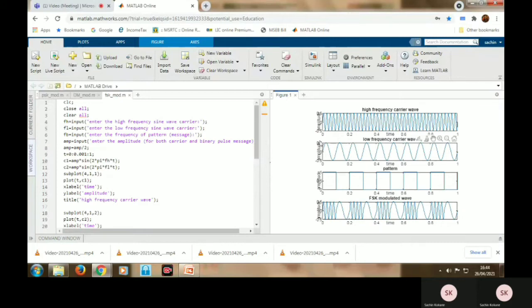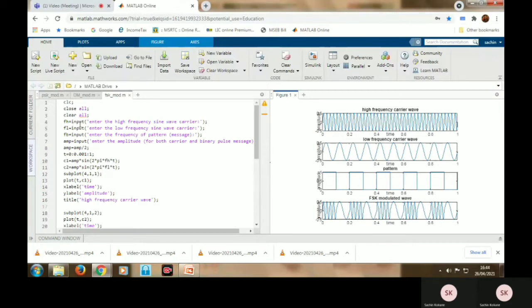Okay, so let us see the code for this BFSK. In here we are taking three variables: FH, FL and FB. FH stands for high frequency carrier signal, FL stands for low frequency carrier signal, and FB stands for message signal frequency.